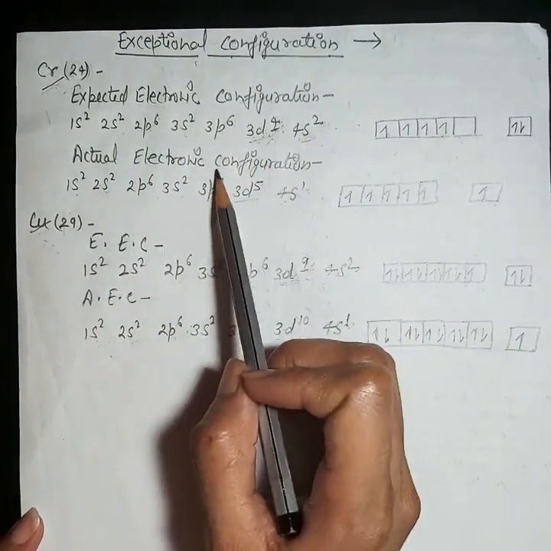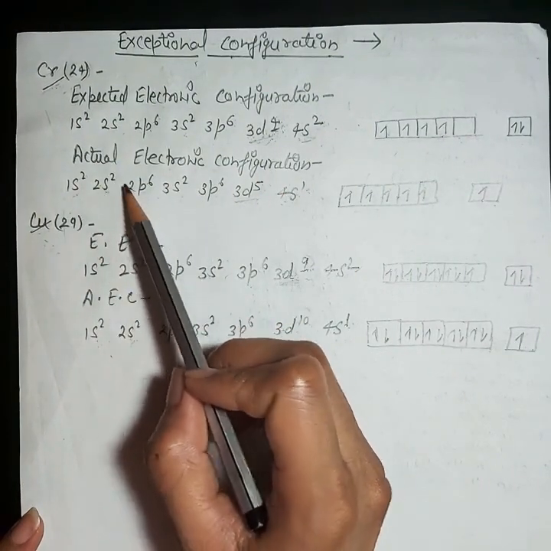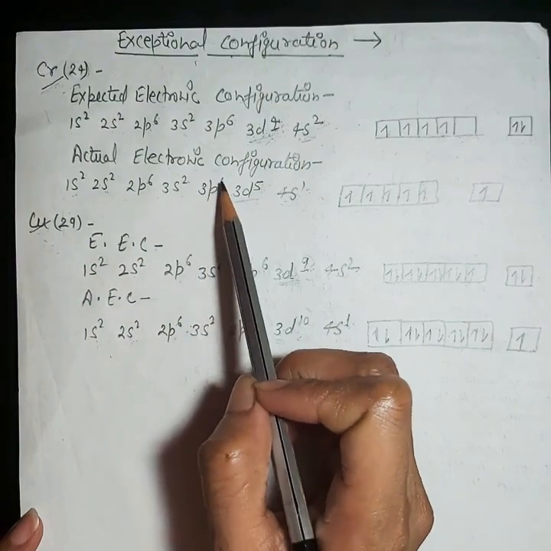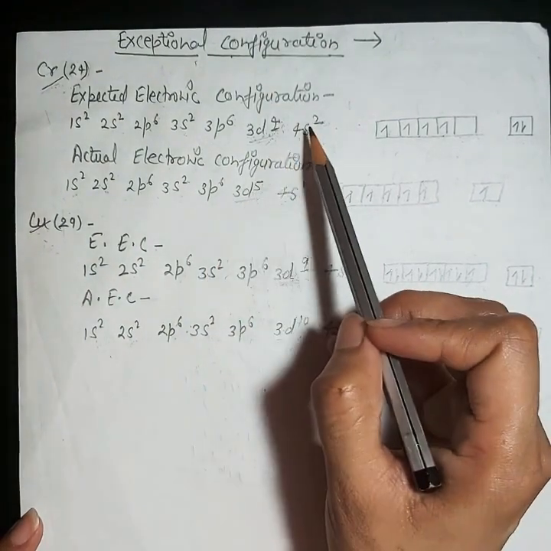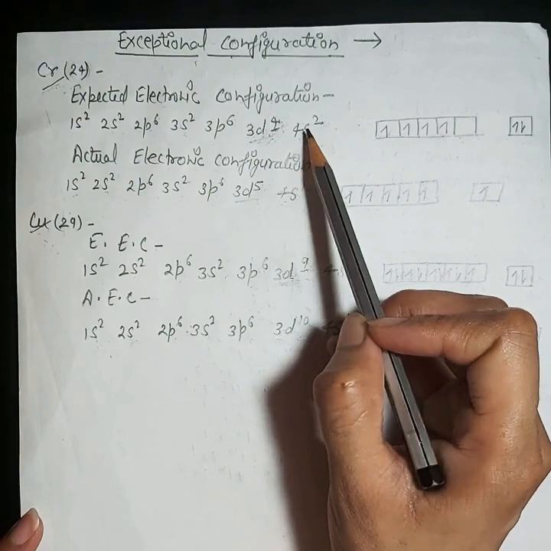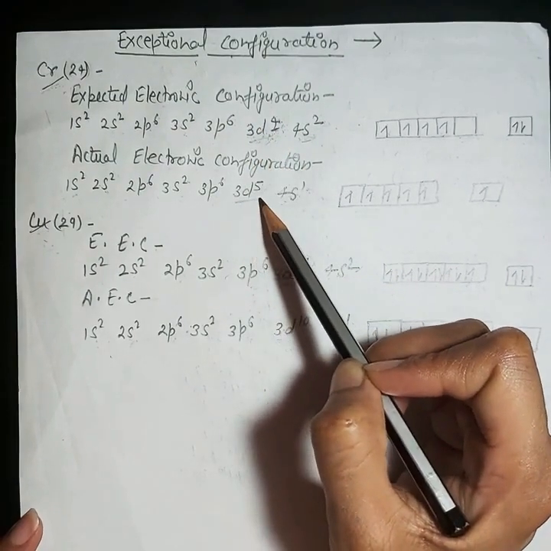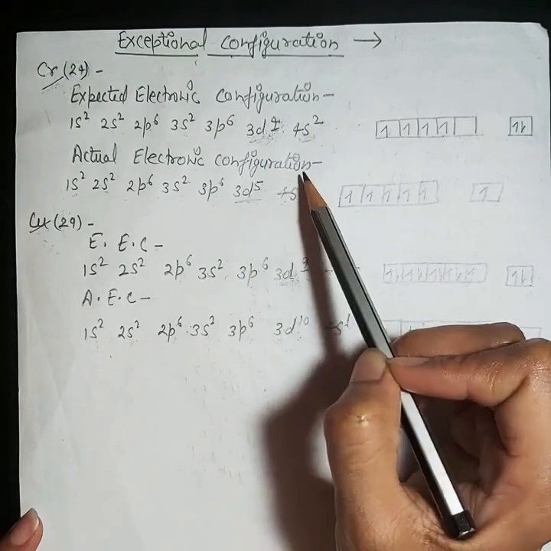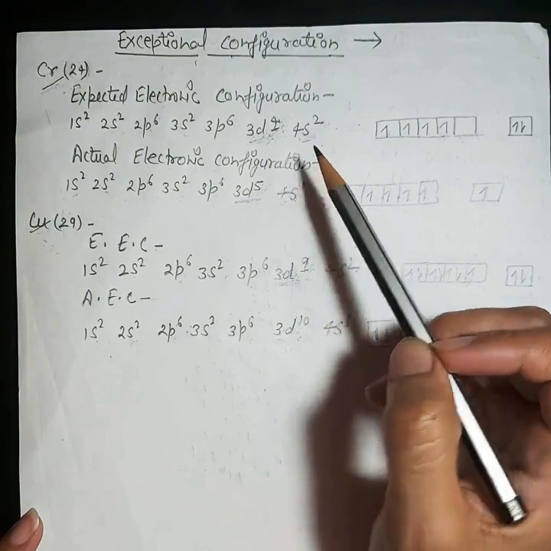The actual electronic configuration of chromium is this: 1s2, 2s2, 2p6, 3s2, 3p6, 3d5, 4s1. It means one electron of the 4s subshell is transferring to the 3d subshell. That's why it has 5 electrons in the 3d subshell and only 1 electron in the 4s subshell.